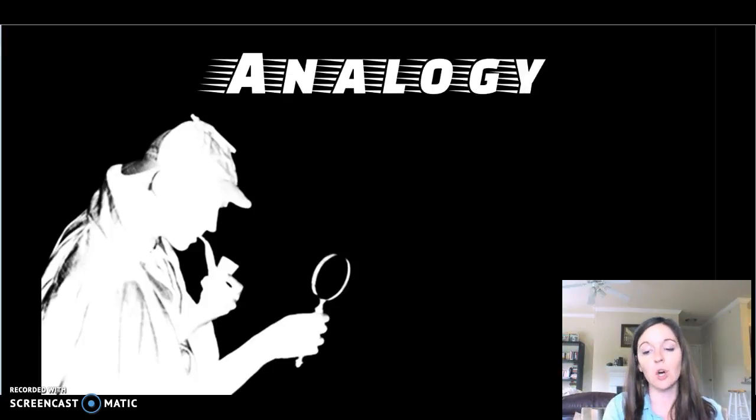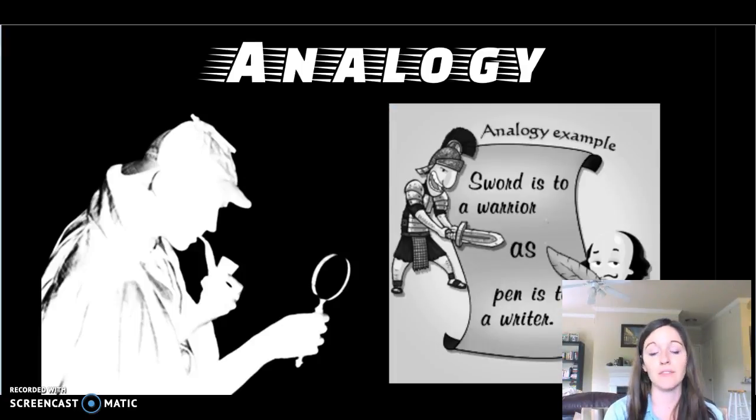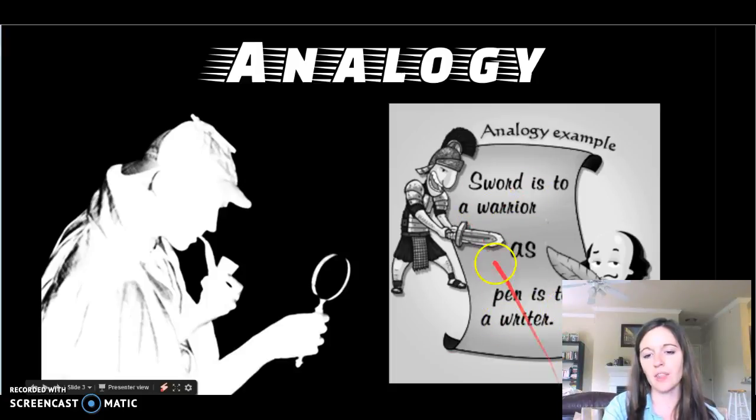So let's start with the analogy. An analogy is when you compare two complex concepts to one another in order to help an audience better understand one or both of the concepts. So here we have an example that reads, sword is to a warrior as pen is to a writer. It's comparing the writer to a warrior and the pen of a writer to the sword of the warrior. Therefore, it's comparing two concepts.